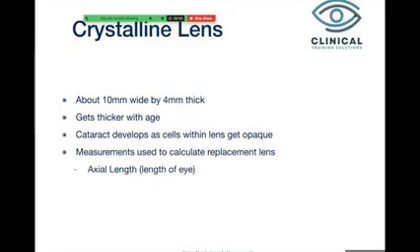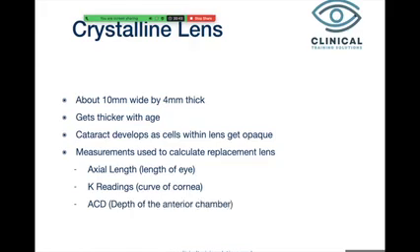Okay, we need to know the axial length, the length of the eye, and also the K readings. And if we know those two, then we can calculate the power of a lens. If you think about a projector in front of a screen, you know that if you move the screen back, that will affect the focus. And so then you have to change the focus on the front of the projector. So the eye's like that. Basically, if you have a long eye or a short eye, you're going to need a different power in order to correct it. Okay, for some formulas, the anterior chamber depth is useful.